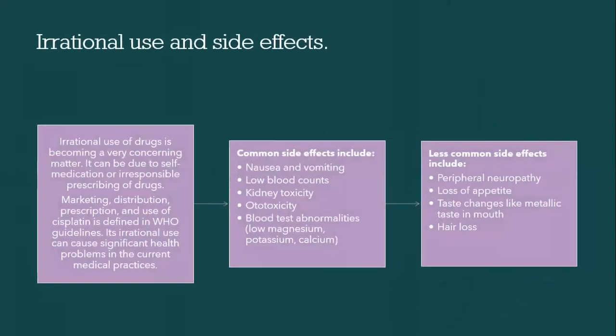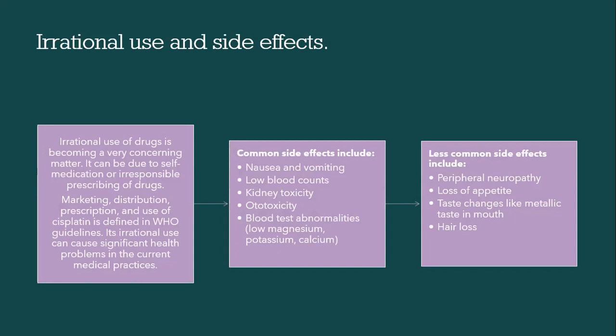Now, I'd like to shed some light on the irrational use and side effects of cisplatin. Irrational use of cisplatin, like any other chemical substance, can lead to many harmful effects. Cisplatin is a very active alkylating agent. For this reason, we have to use cisplatin mindfully. Its irrational use can lead to many side effects, which can be life-threatening as well. For this reason, the uses, prescription, distribution, and marketing of cisplatin are well defined in WHO guidelines. Irrational use of medicine is becoming a widespread problem due to irresponsible prescription of drugs.